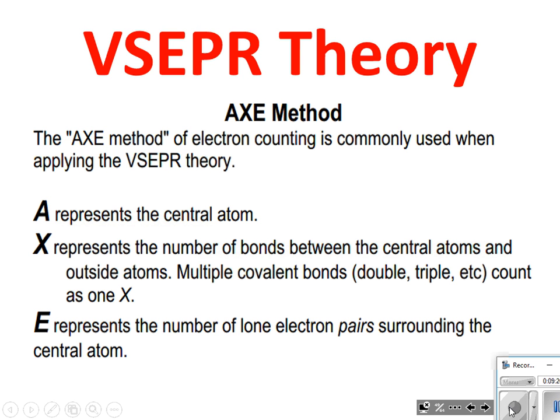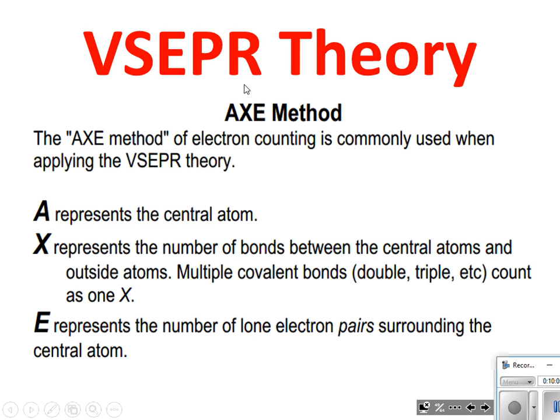First of all, I call this Vesper. I know that it shouldn't sound like it's Vesper, but it is Vesper. That's what I call it. What it is, its abbreviation: Valence, shell, electron, pair, repulsion. The valence shell electron pair repulsion theory.